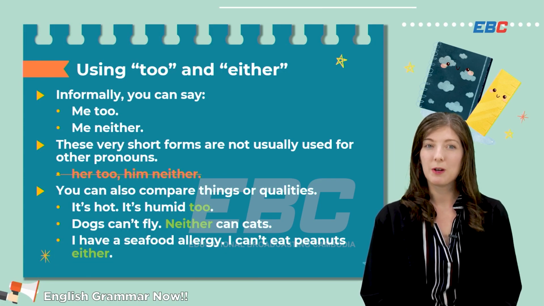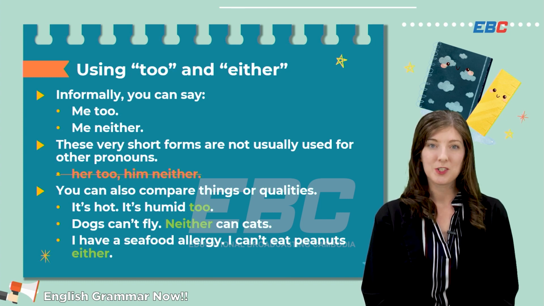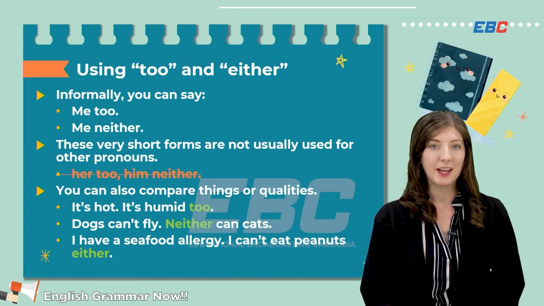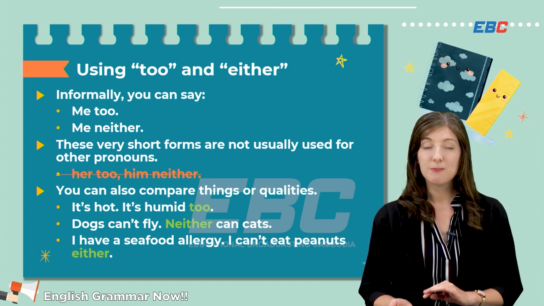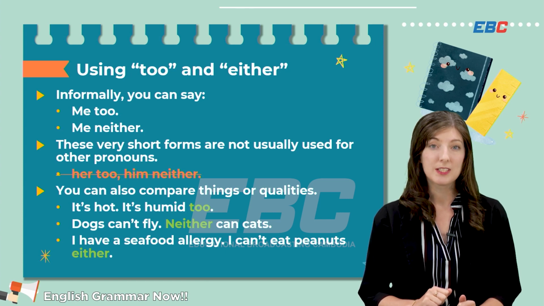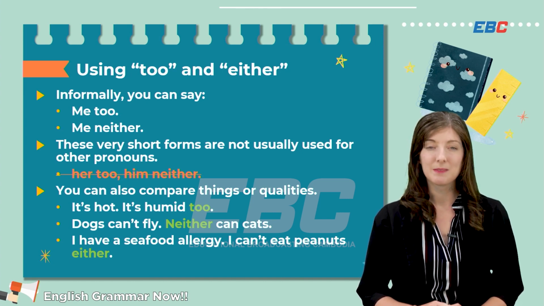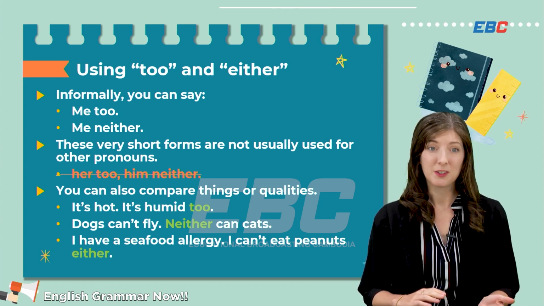Here's one more note about using too and either, or so and neither. In informal situations, we could make a very short sentence by taking out the verb. So for example, we could say, me too, me neither, to make a positive or a negative sentence with these words. But it is quite informal, and it's not common to use other pronouns in these types of sentences. We're not likely to say she too or him neither.